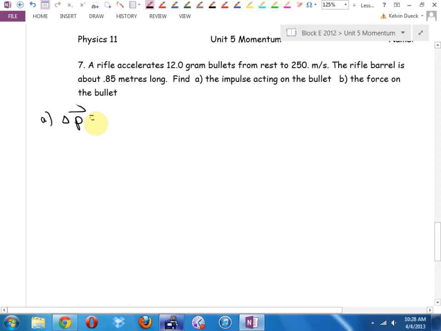Which one am I going to use? Yeah, I don't see a force. In fact, I don't see a force or a time. So I think I'm going to go mass times V final minus mass times V initial, mass times change in velocity. Conveniently from rest, mass. Don't put a 12. Bullets don't weigh 12 kilograms. Holy smokes. It says 12 grams, which is point what? Yeah, there's 1,000 grams in a kilogram.